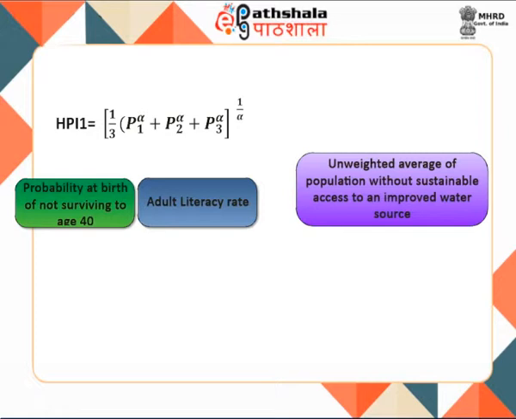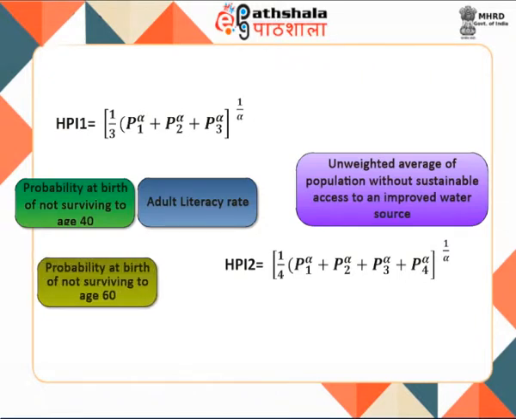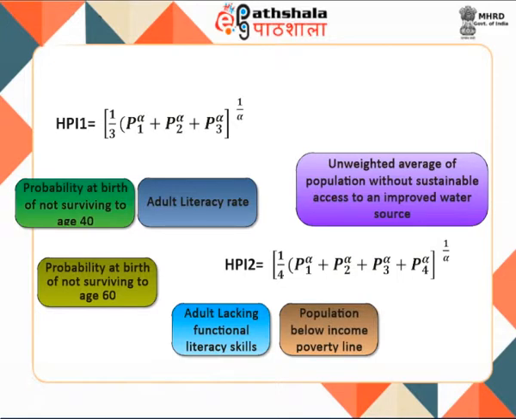Alpha is 3. The HPI-2 for developed countries can be calculated by using the formula HPI-2 = [1/4 (P1^α + P2^α + P3^α + P4^α)]^(1/α). Here, P1 is the probability at birth of not surviving to age 60 times 100. P2 is the adults lacking functional literacy skills. P3 is the population below the income poverty line, 50% of median adjusted household disposable income. And P4 is the rate of long term unemployment, lasting 12 months or more. Alpha is 3.